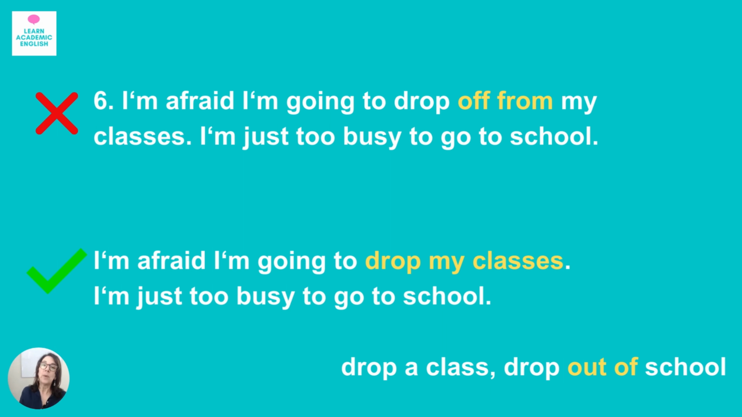But we can use a preposition when we say drop out of school. Okay? So you can say, I am going to drop out of something. I'm going to drop out of the club. I'm going to drop out of school. We don't use this for work. For work, we say quit my job.